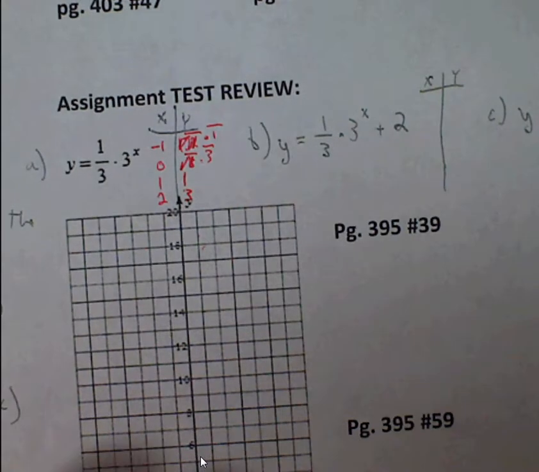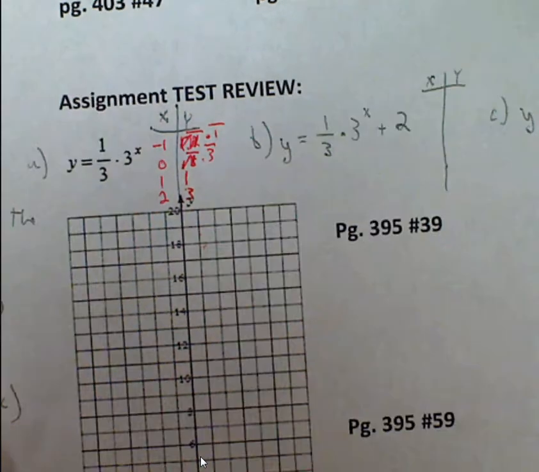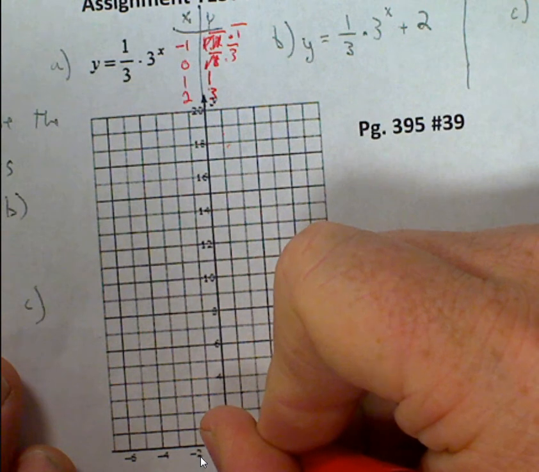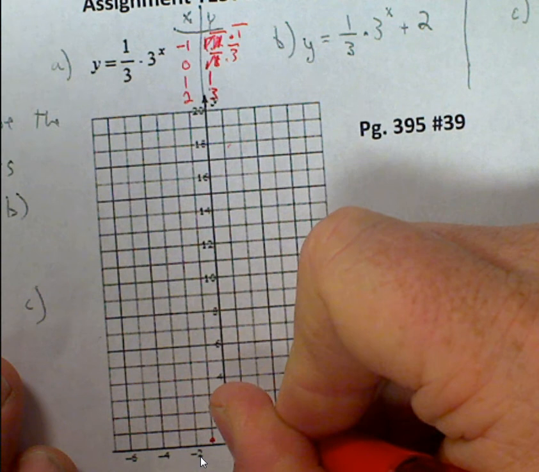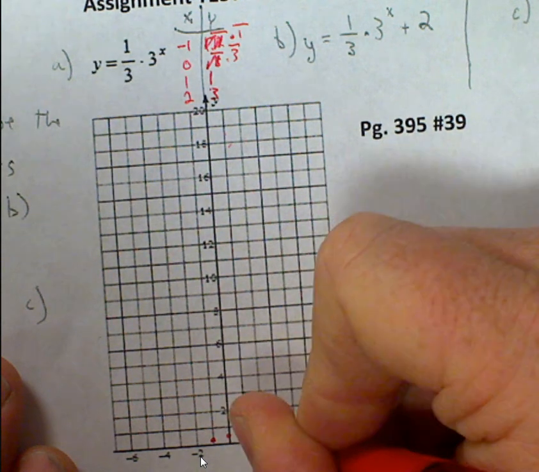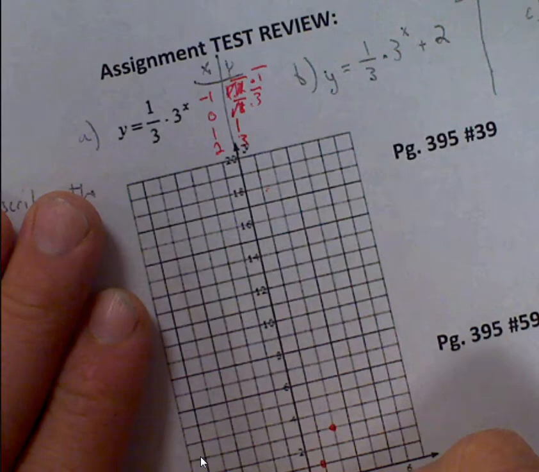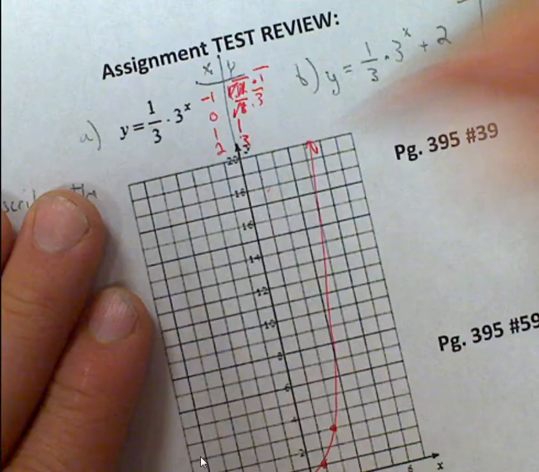Okay? So -1 at 0.1 is real close to here. 0 at 0.3. 1 is at 1. 2 is at 3. So my line's going to be looking and then up just like that.